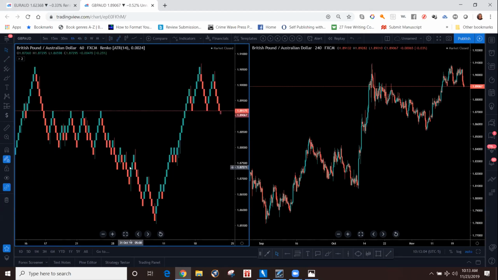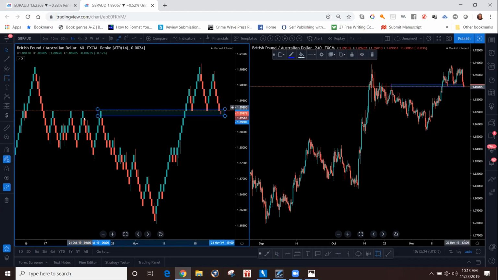One thing I like to do is go to my 4-hour candles and come over to my 1-hour Renkos. If I want to identify my zones, I'll take the last brick to the upside or the last brick to the downside, and I'll take my rectangle and completely encompass just this brick and bring it over, up a little bit. This brick showed me the perfect supply zone right here where it was selling off.